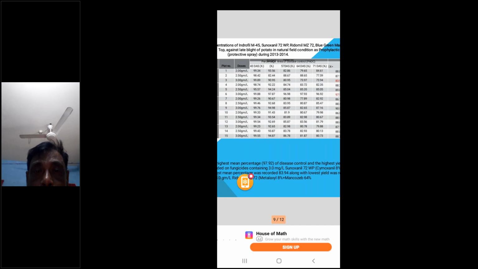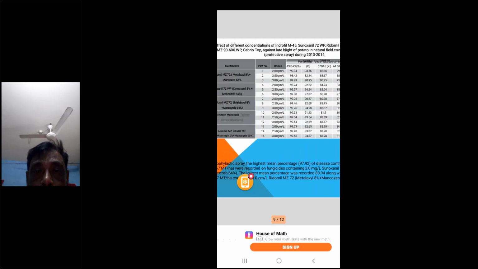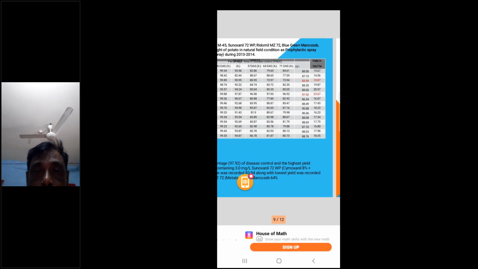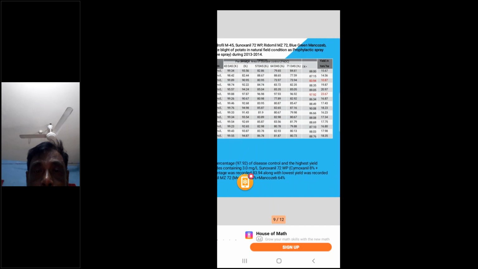On the other hand, when carbendazim was used with Redomil Gold, the late blight disease was controlled smoothly, but its yield was comparatively hampered. This was 10.87 tons per hectare. This is the most devastating condition.